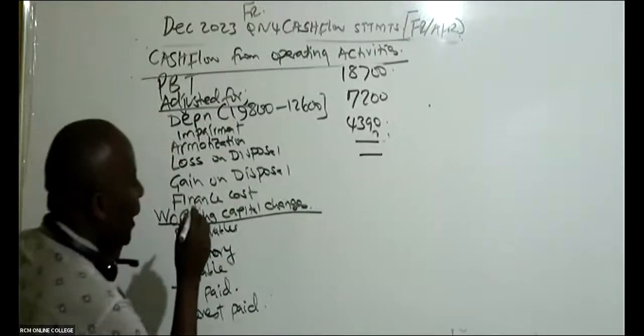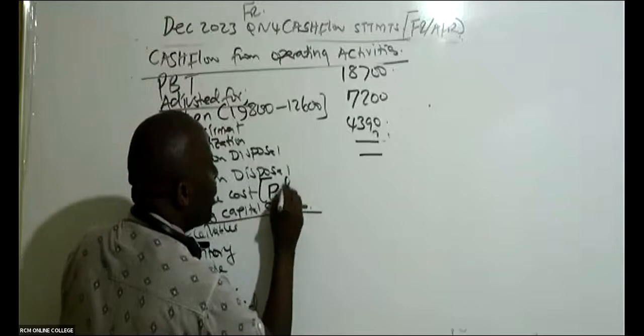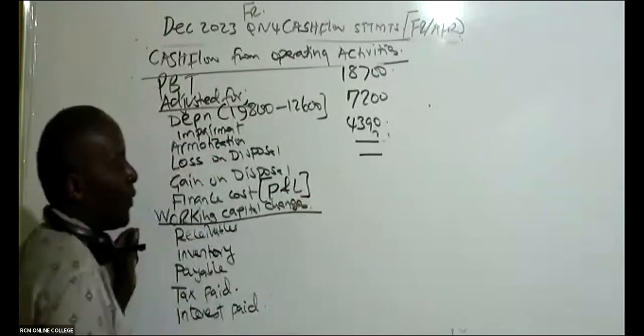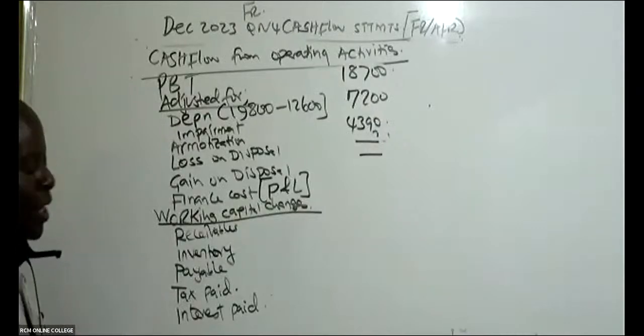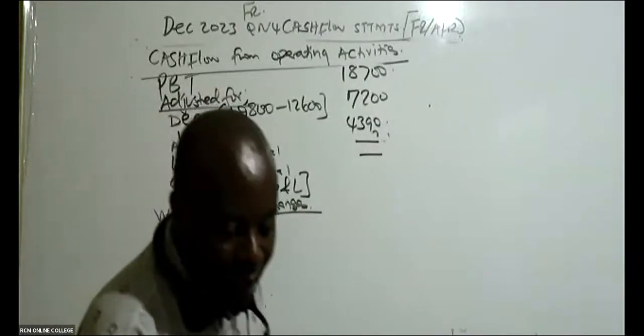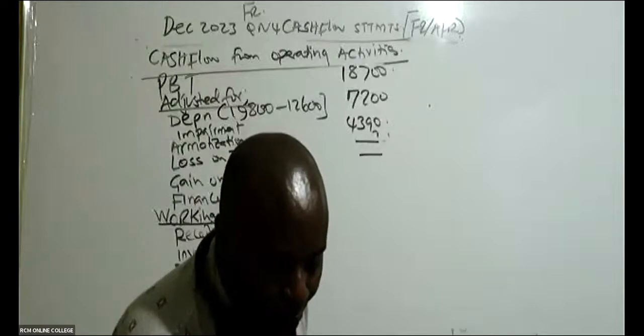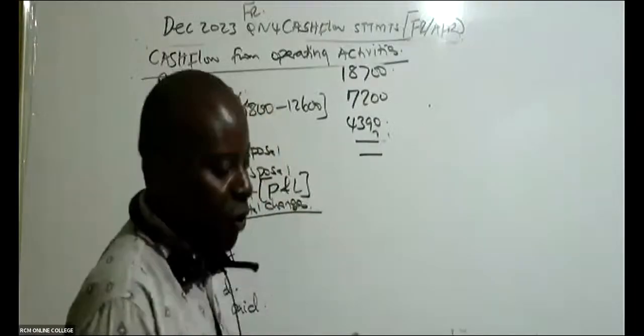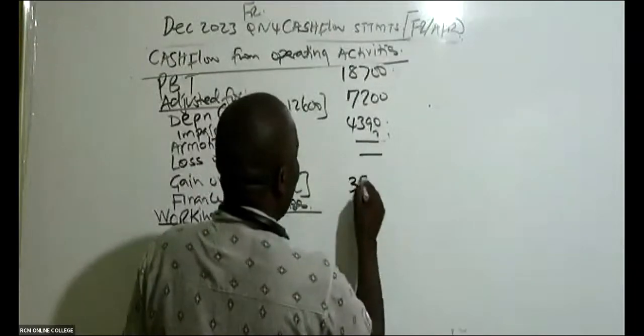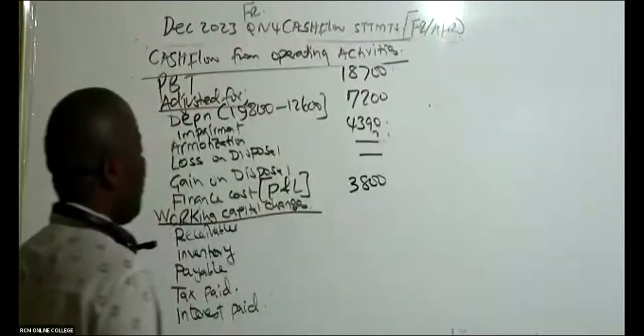Then here, the finance cost: we normally pick the finance cost given in the profit and loss. Are you able to see any finance cost given there in the profit and loss? You pick it the way it is. Finance cost in the profit and loss, 3,800.